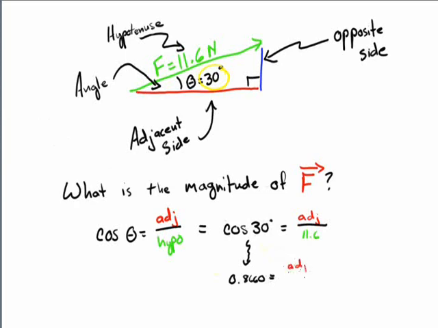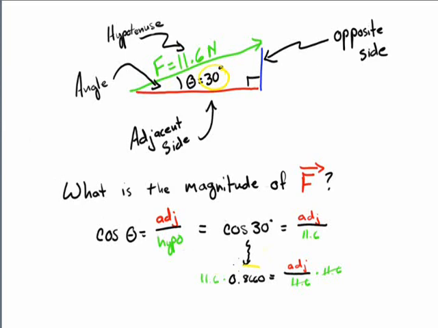No, that's alright for now. But I do know what the length or the magnitude of the hypotenuse is. That's 11.6. At this point, I say, how do I get adjacent all by itself on the right-hand side? I need to multiply by 11.6. Cancel, cancel. Whatever I do to the right, I have to do to the left. 11.6 times 0.8660.